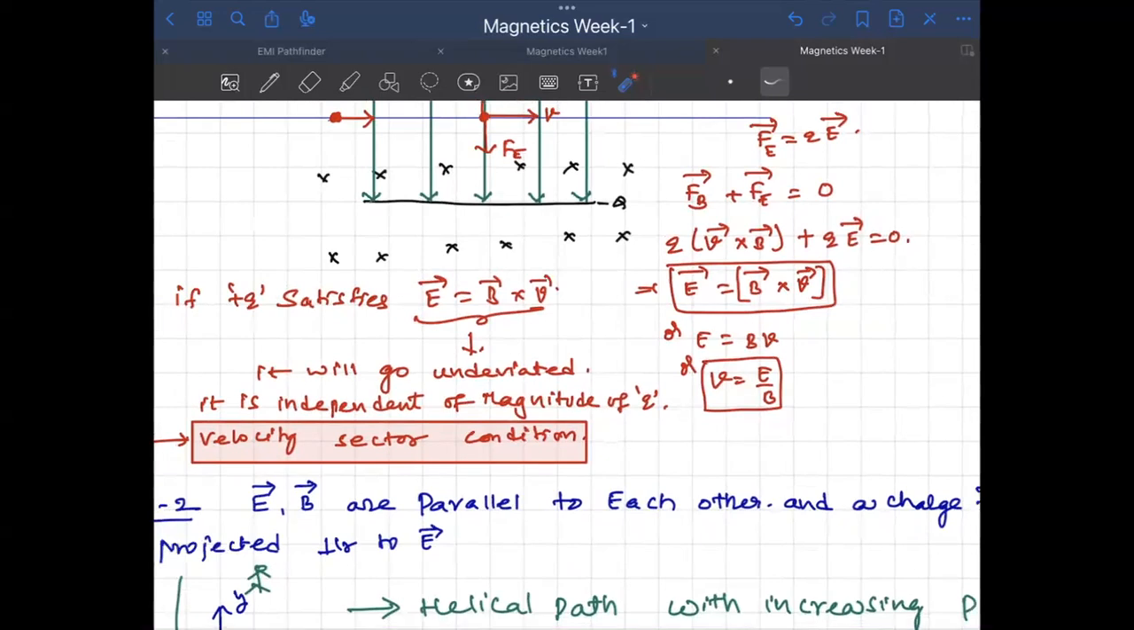Remember, independent of charges, those having this velocity will go undeviated. Those having different velocities will either go up or go down. Only those charges that satisfy this condition will go in a straight line path. This is how you will separate different isotopes, and this is the principle used in mass spectrography. Therefore, that velocity condition is called the velocity selector condition.